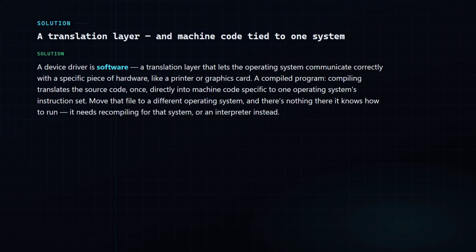Here is the solution. A device driver is software, a specific translation layer that lets the operating system communicate correctly with a specific piece of hardware, like a printer or a graphics card. And a compiled program, compiling translates the source code once directly into machine code specific to one operating system's instruction set. Move that compiled file to a different operating system, and there's nothing there that system knows how to run. It would need recompiling for that system specifically, or an interpreter instead, translating freshly each time.